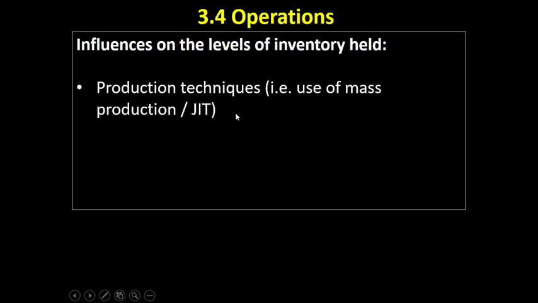So first of all, the production techniques that a business uses will influence the level of inventory that the business holds. So if the business is using mass production or just in time, they require different levels of stock. Mass production, flow production, you'd want to have a large quantity of raw materials there to keep the production process going. Even if there are errors at some point, you'd want to have sufficient levels of stock to keep that going, whereas just in time is a stock management technique that relies on having lower levels of stock.